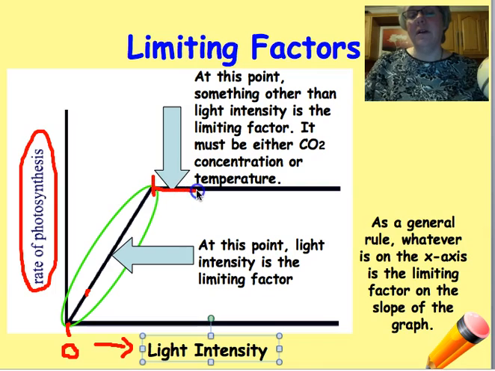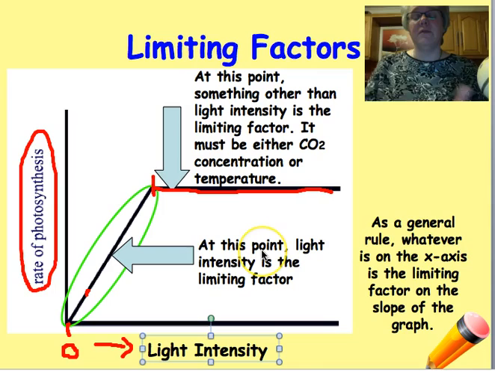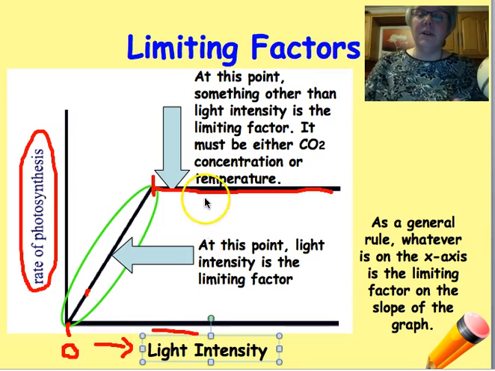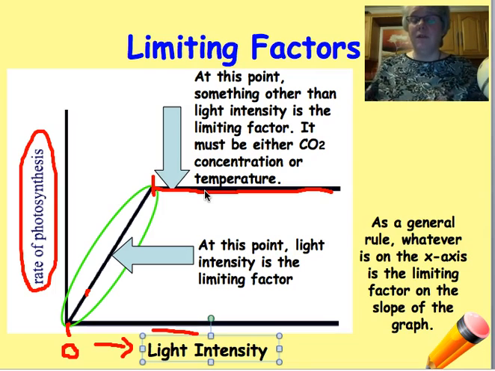After that the graph stays level. In other words, the number of bubbles of oxygen being produced just stays the same no matter how much more light you give the plant. You can move it nearer and nearer and nearer, but it doesn't actually change the rate of photosynthesis. And the reason for that is because now it's no longer light intensity that's limiting photosynthesis. There's something else that is limiting it.